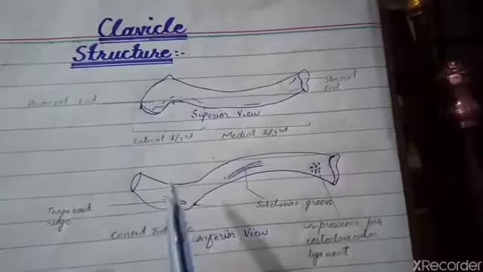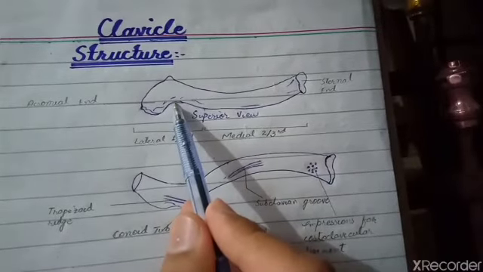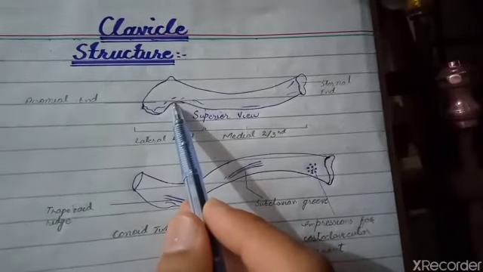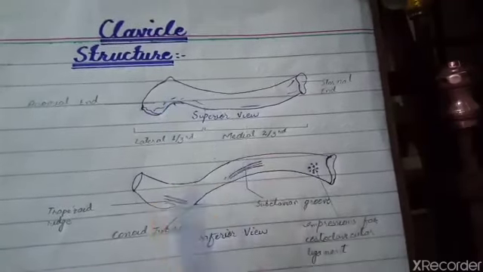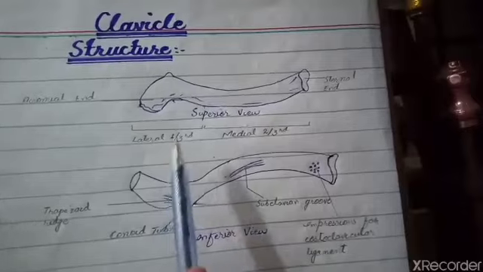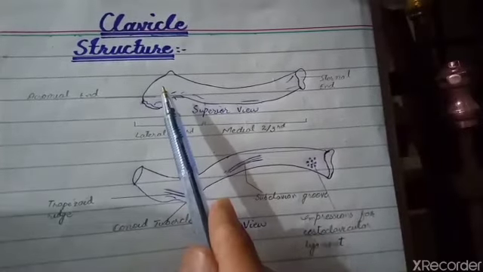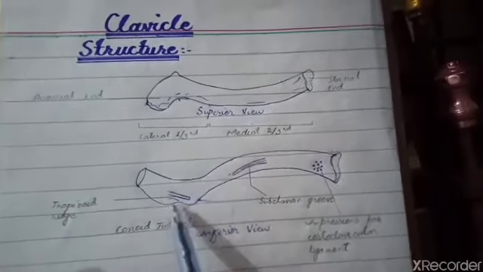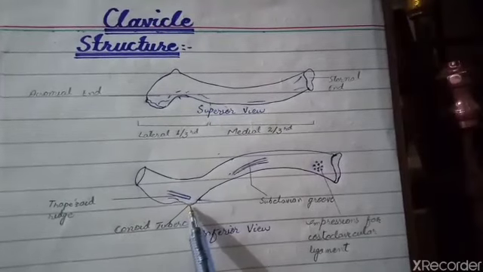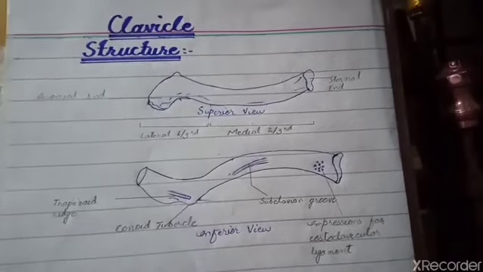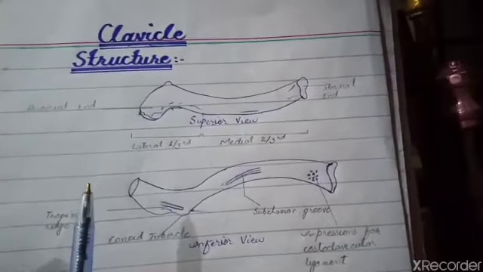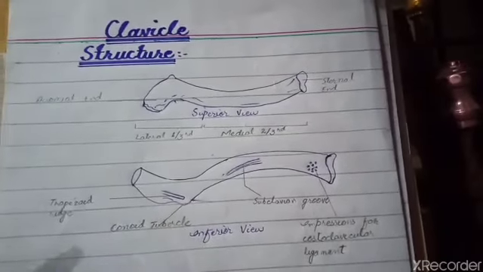Just remember that on the lateral end, the anterior surface is concave forward, the posterior one is convex backward, and its superior surface is flattened from above to downward. Its inferior surface has an elevation, that is conoid tubercle, and a ridge. This is called trapezoid ridge. Okay, now we will discuss its medial two-third.